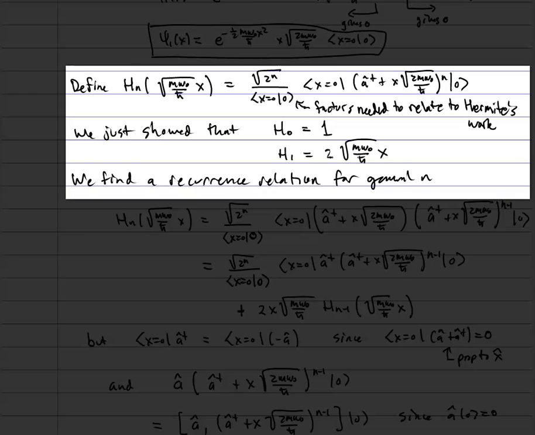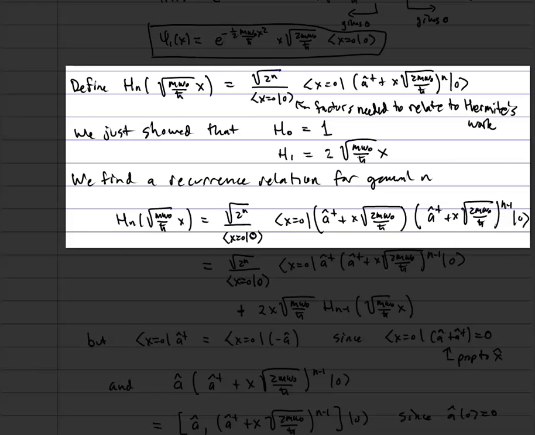All right, so the way that we're going to work this out is we're going to find a recurrence relation for general n. h n of square root of m omega 0 over h bar times x is equal to square root of 2 to the n, x equals 0, 0, bracket sandwich, and then I'm going to pull out one of the factors, a dagger plus x square root of 2m omega 0 over h bar, and I'm going to have n minus 1 factors left over.